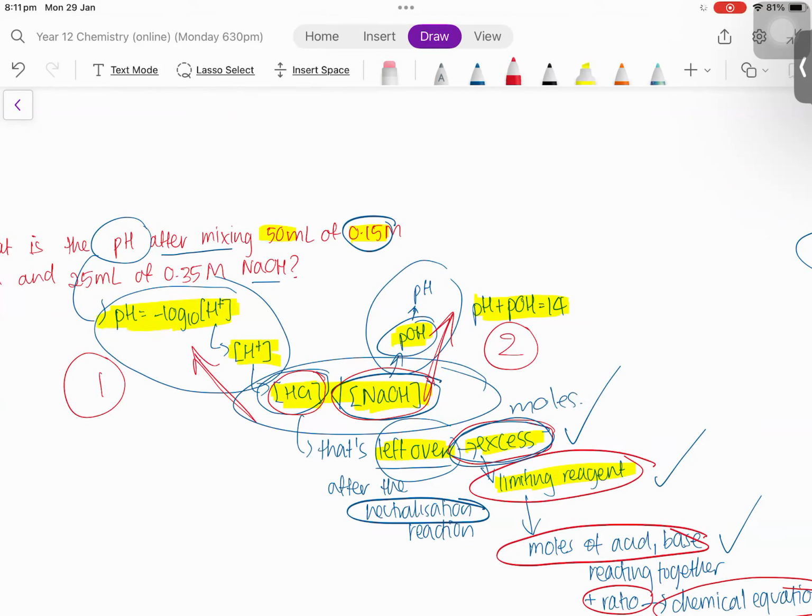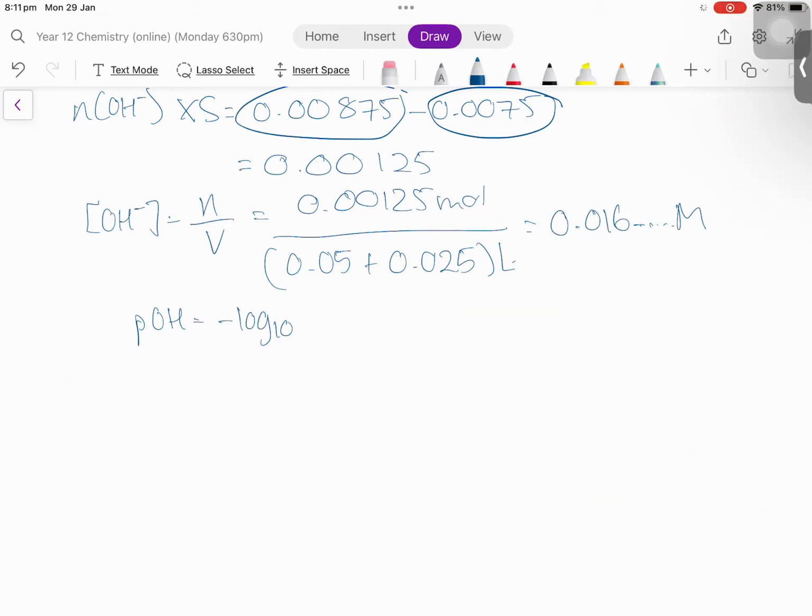pOH equals negative log base 10, bracket OH minus. Bracket OH minus, good. Look at you, saved yourself. Negative log base 10 of 0.016, and so on. So what's pOH? James? 1.778. 1.778. Keep all of the numbers in your calculator.